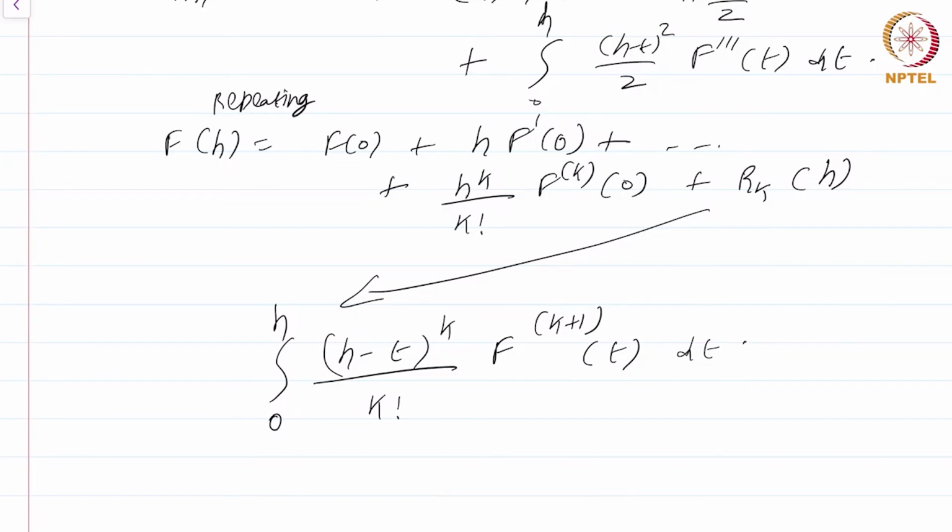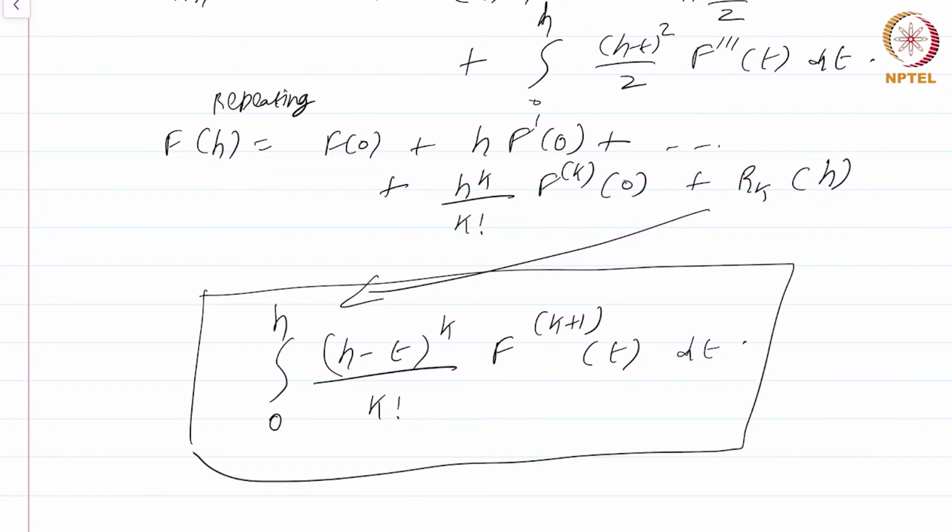Now there is a big advantage of this particular expression. The big advantage is that there is no unknown point in between 0 and h that is involved in the remainder term. If you recall, the earlier Lagrange form of the remainder that we had got involved an unknown quantity which we cannot possibly determine, right? Whereas this is an integral, which is more tractable.